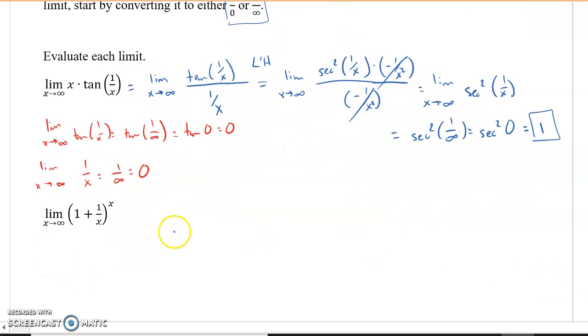All right, so that is one type of indeterminate form. Another one that we have here is, well, if we let x go to infinity, this becomes 0. 1 plus 0 is 1.